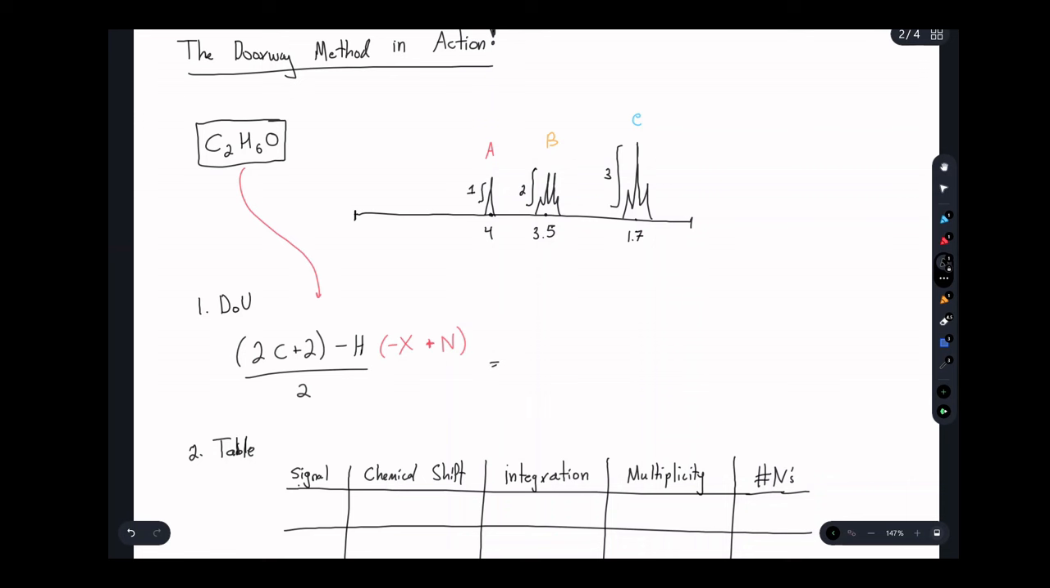In this case, we don't have any of those atoms, so 2 times 2 is 4, plus 2 is 6, minus the number of hydrogens, which is 6, divided by 2 gives us 0 DOU, meaning that we can eliminate the possibility of any double bonds, any rings, which helps us simplify things. It's just a good thing to do first, keep in mind.